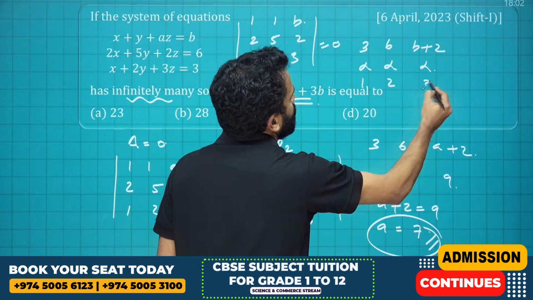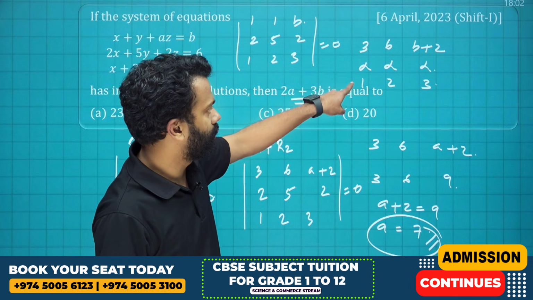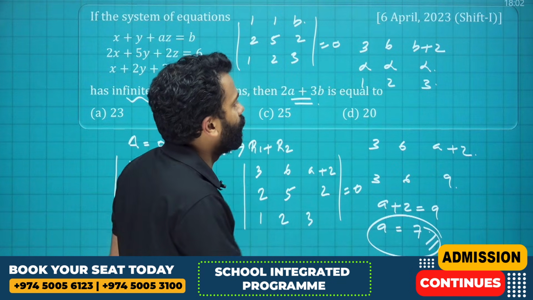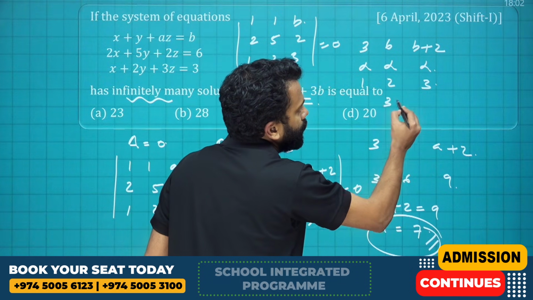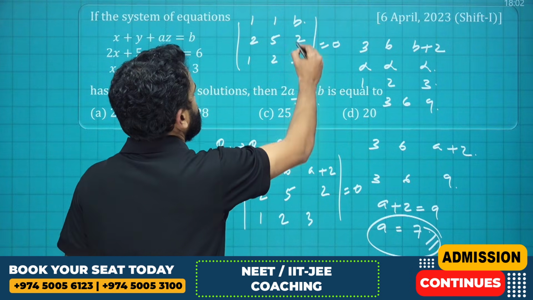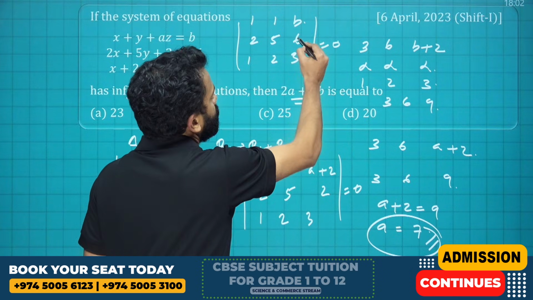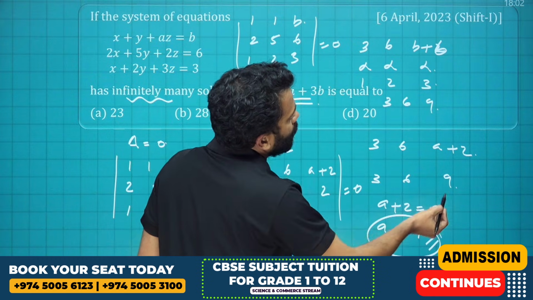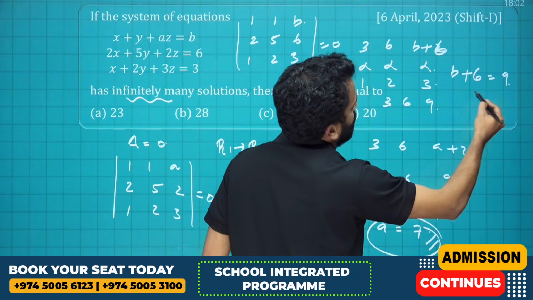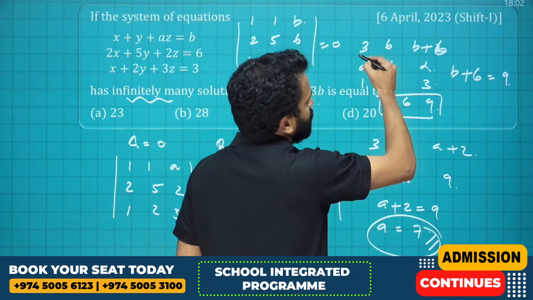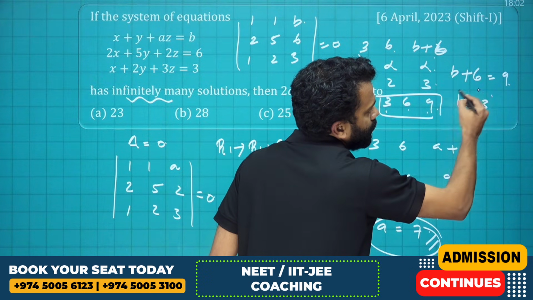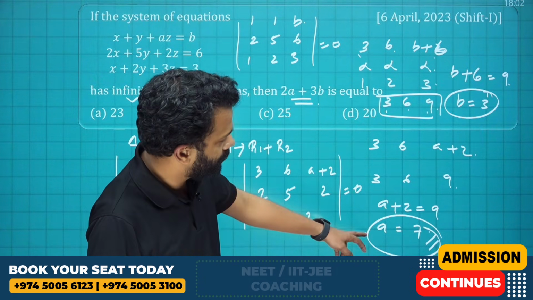Okay, 1, 2, 3. See, we know that the elements in this row are the scalar multiple of elements in this row, right? Therefore, it should be equal to 3, 6 and 9. Sorry, it's b plus 6. Therefore, we know that b plus 6 is equal to 9. 3 is equal to 3, 6 is equal to 6. Therefore, b is equal to what? 3.